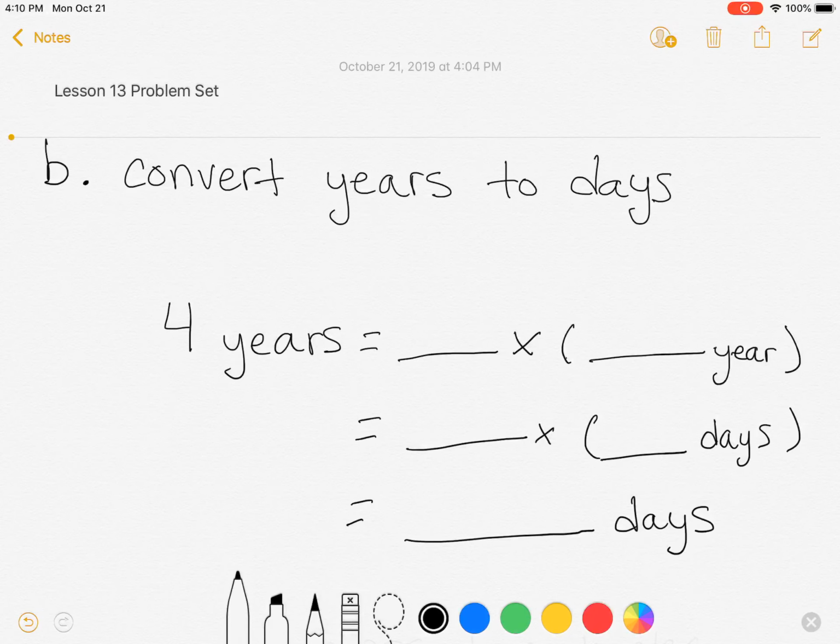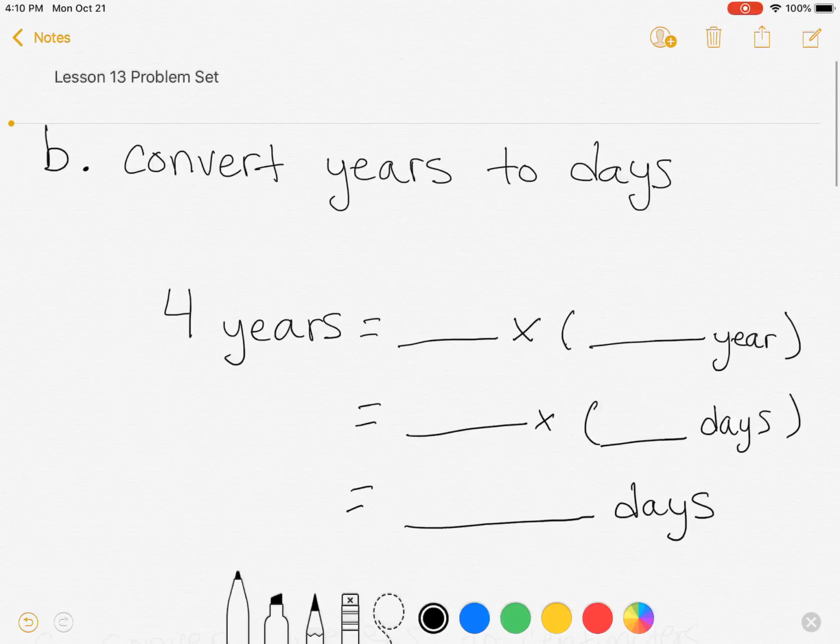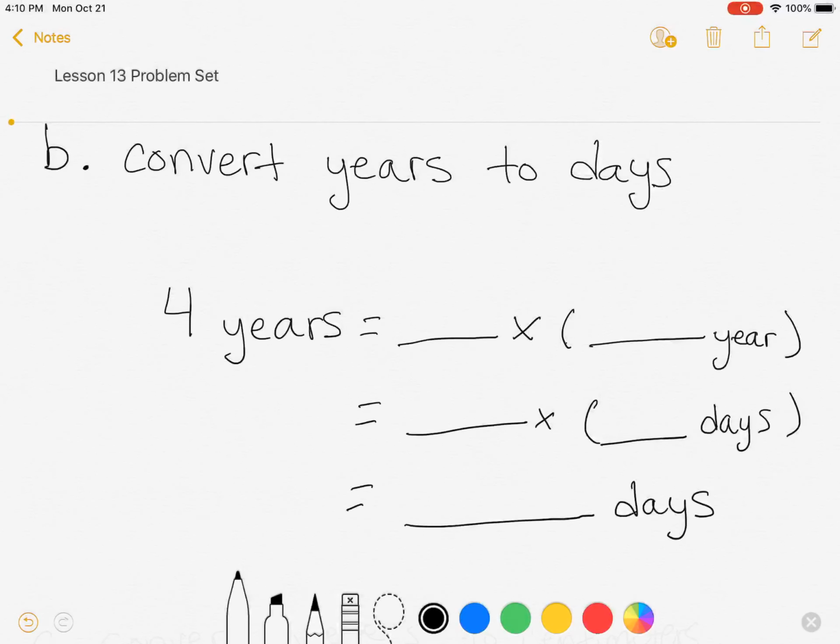These lovely ladies are here to help me make a video for the people that were not here today, October 21st. So tomorrow they will watch this video and they will complete the work that we did in class. Today we worked on conversions. We are using whole number multiplication to express equivalent measurements.